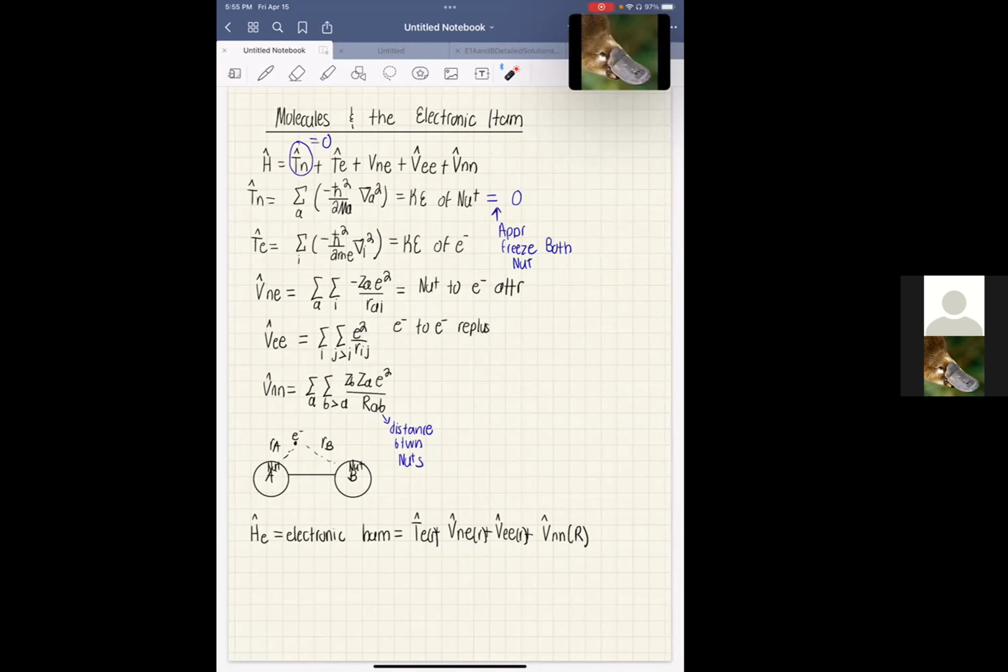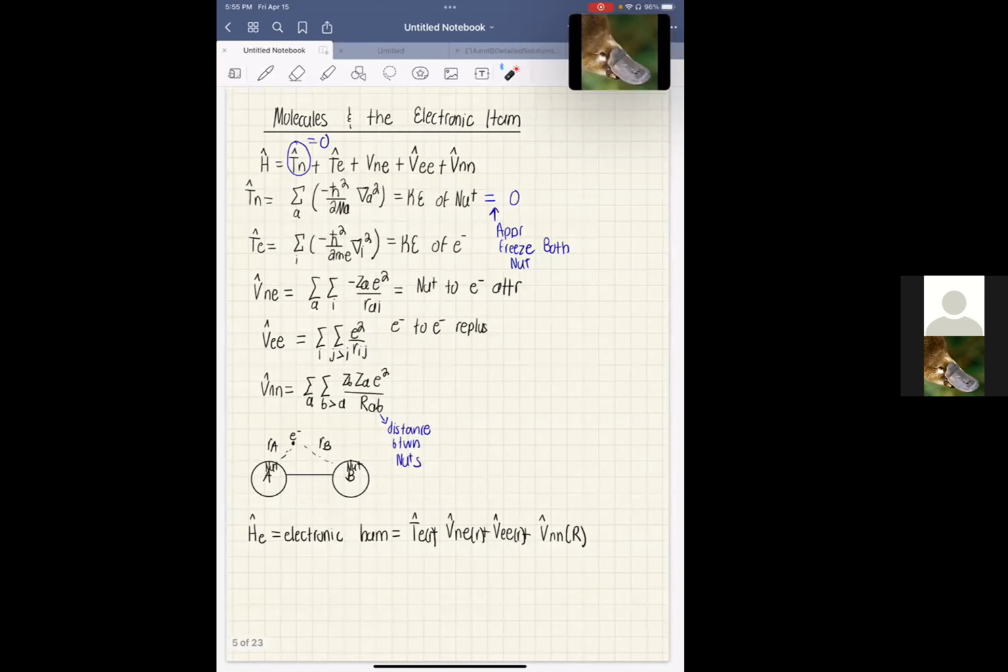Next up we have molecules and electronic Hamiltonians. Now let's say we have a diatomic molecule and you want to find the Hamiltonian for that diatomic molecule. Well, you can use this equation here, and here is how each term works.